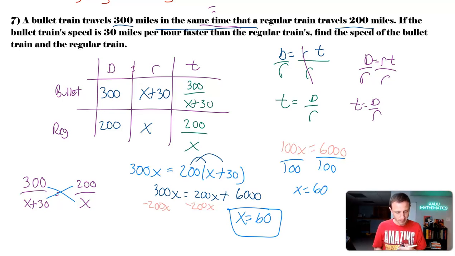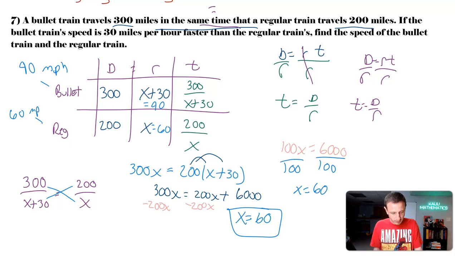It says find the speed of the bullet train and the regular train. So the regular train was going 60 miles an hour, while the bullet train was going 90 miles an hour. So we just take that x value and plug it back in to our rates. So the bullet train was traveling 90 miles per hour. And then this one was going 60 miles per hour. Those distance questions are never going away. There's a lot of different strategies that you could take for solving these, but this is just one strategy.